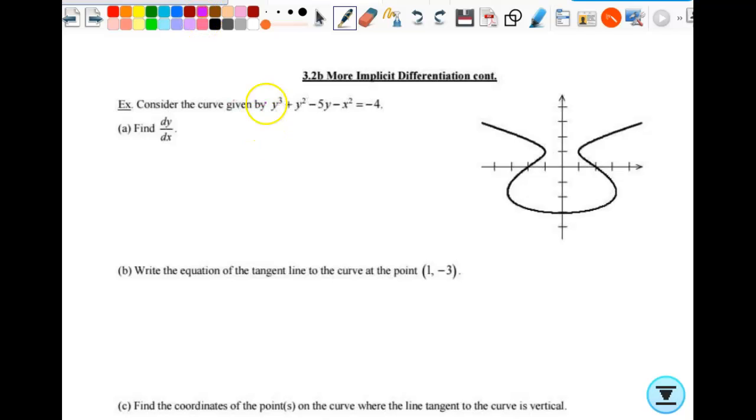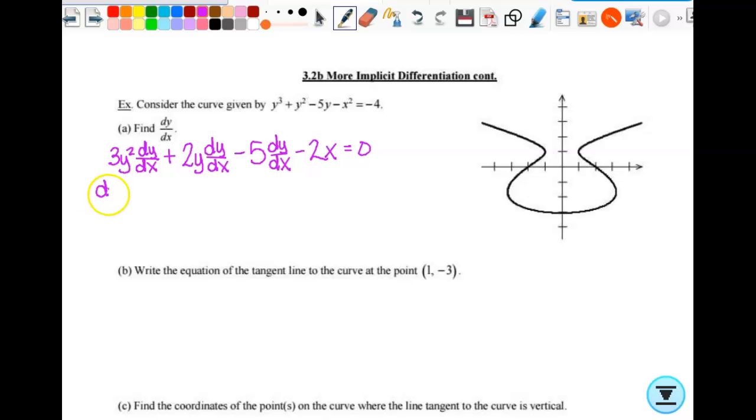When I take the derivative, I don't have to do anything special with this. So this is just 3y squared, but I have to put dy/dx. Plus this is 2y dy/dx. Minus 5 dy/dx. Minus 2x equals 0. Didn't have to do any chain rule or product rule there.